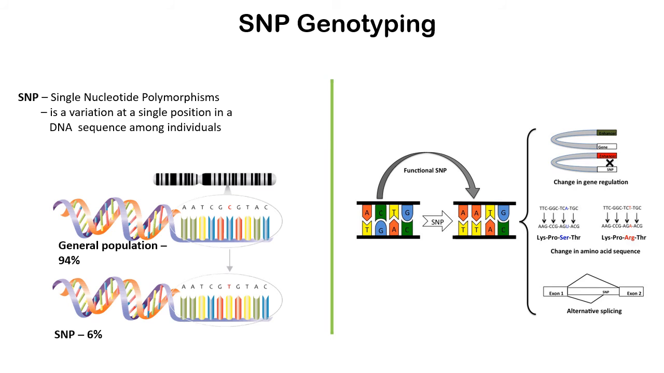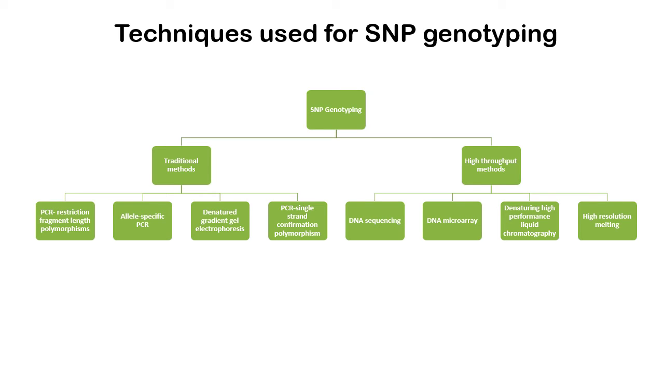SNPs can be detected using a myriad of techniques. Currently, over 20 different SNP genotyping methods, consisting of various combinations of different allele discrimination chemistries and signal detection methods, have been described. So we have more traditional approaches such as RFLPs, allele-specific PCR, denaturing gradient gel electrophoresis, and more high throughput methods such as sequencing, using DNA arrays, and high-resolution melting.